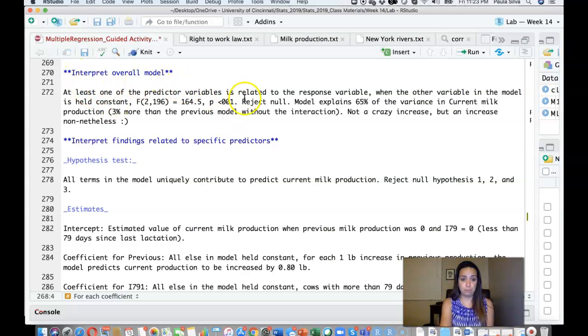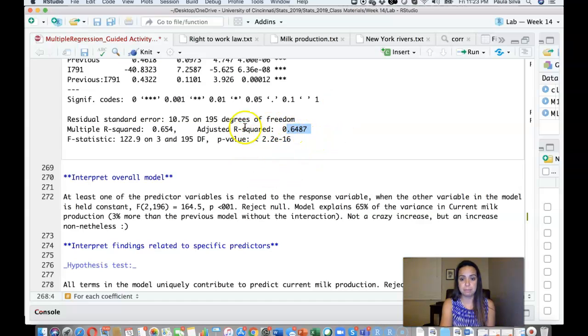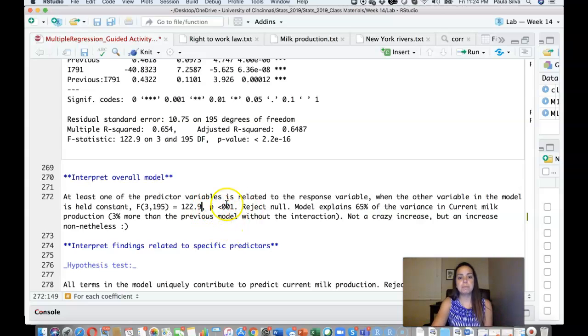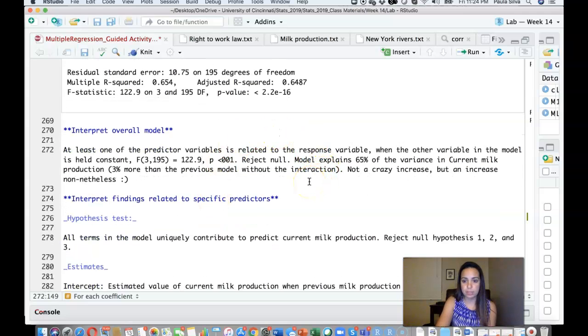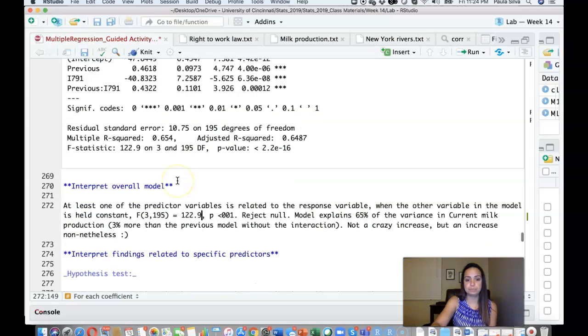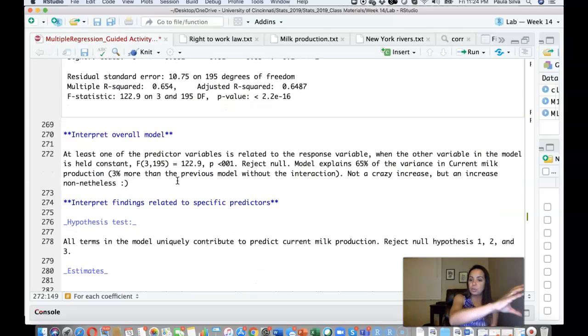At least one of the predictor variables is related to the response variable. We're seeing this p being statistically reliable when the other variables in the model are held constant. The F, we have now 3 degrees of freedom. We have 3 predictors now, and 195 error degrees of freedom, sorry, and the F value, I forgot to change these, is 122.9, and p-value less than 0.001. I'm rejecting the null hypothesis that all of the coefficients in the model are 0, that these 3 are 0. It's not likely to see those sizes of coefficients. At least one of them is unlikely to be observed under the null hypothesis that it is 0.